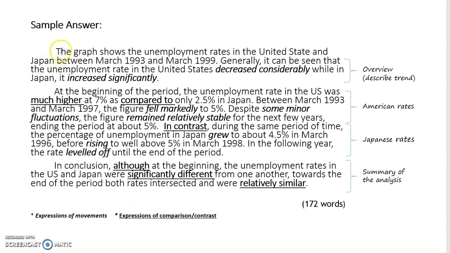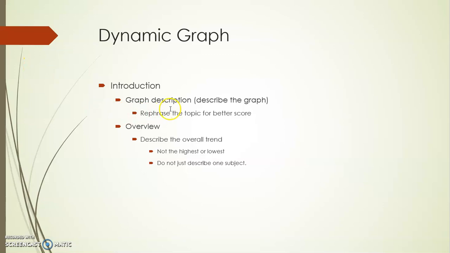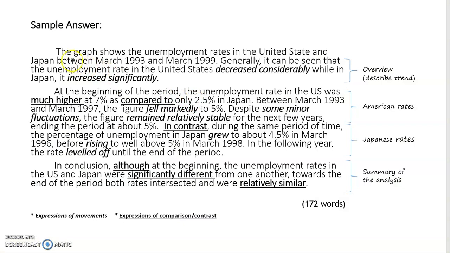Okay, so we have here 2 elements. The first one, if you still remember just now, is to describe the graph. Start by describing the graph. If you notice, the first sentence here is the description of the graph. It says here, the graph shows the unemployment rates in the United States and Japan between March 1993 and March 1999. So you have here the description of the graph.